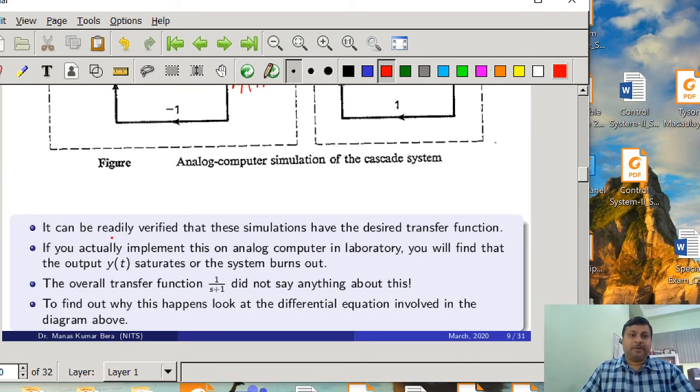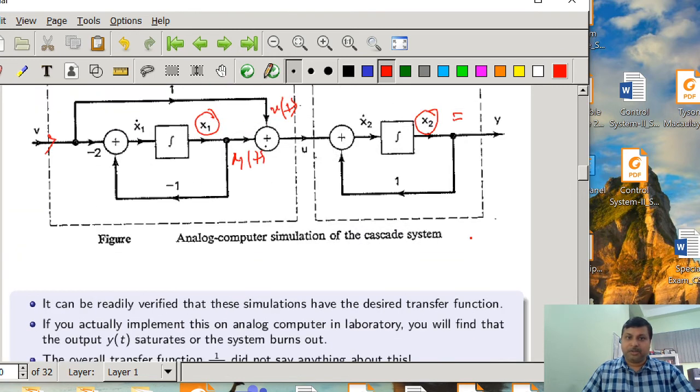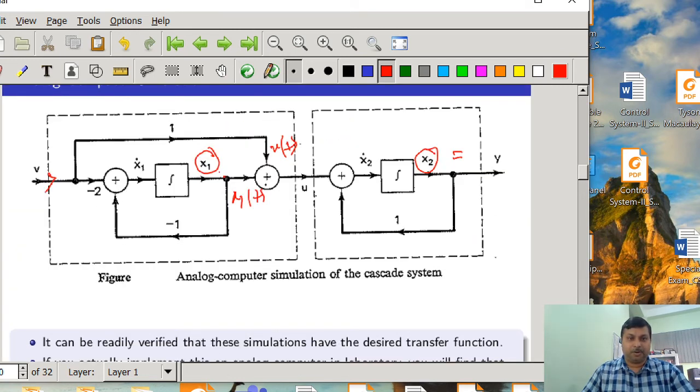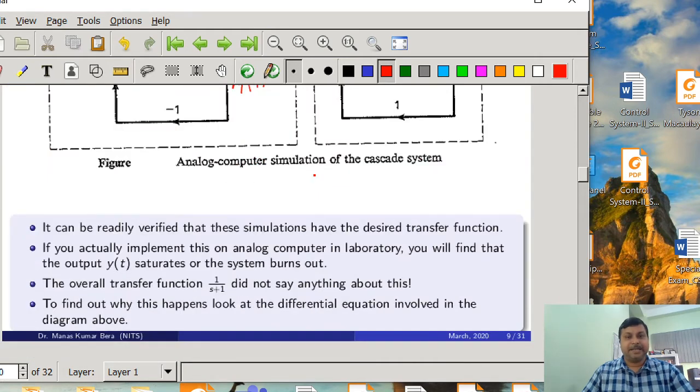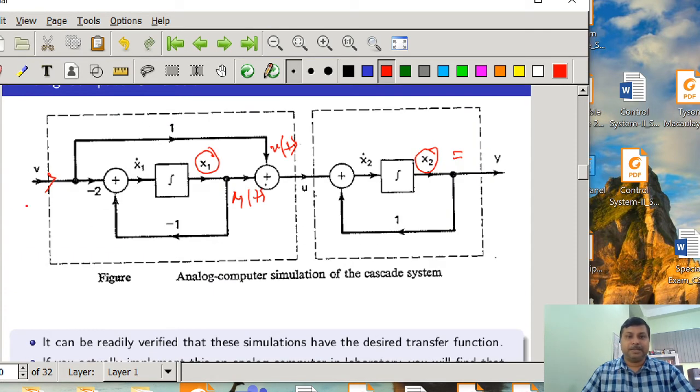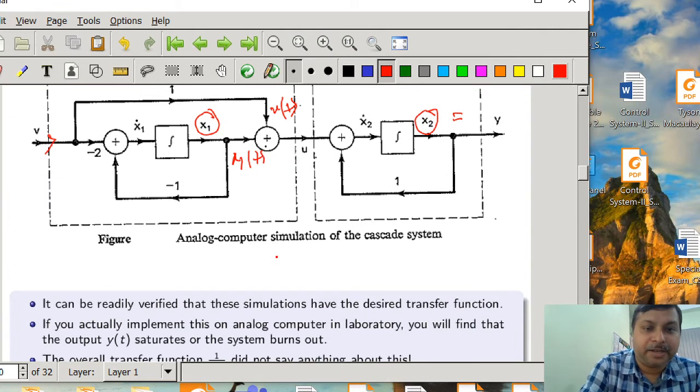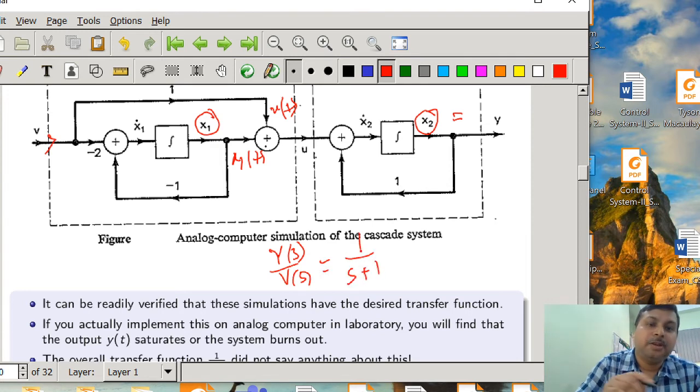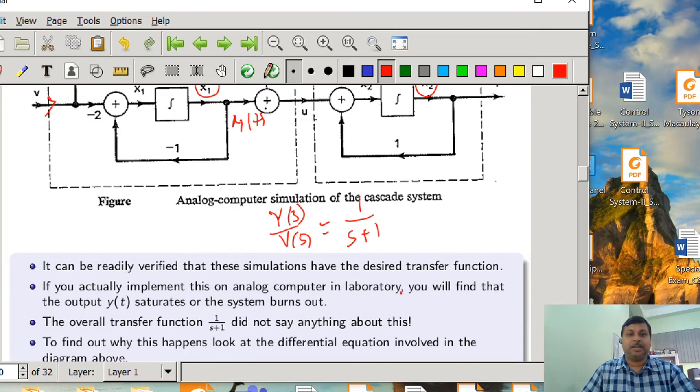It can be readily verified that these simulations have the desired transfer function. You can check that the overall transfer function Y(s) by V(s) is still 1 by s plus 1. If you want, you can verify. If you actually implement this analog computer in the laboratory, you will find that the output y saturates or the system burns out. We have already claimed that, and we want to establish it.